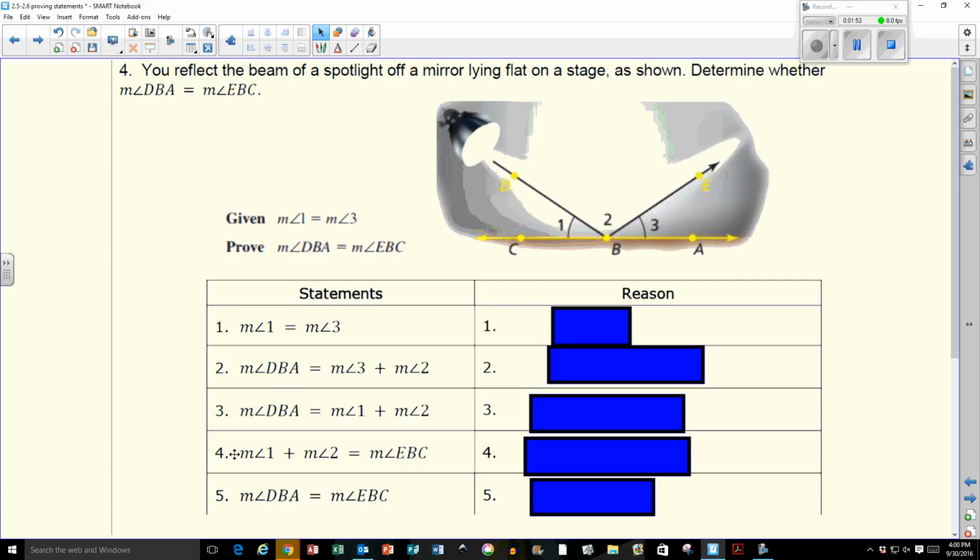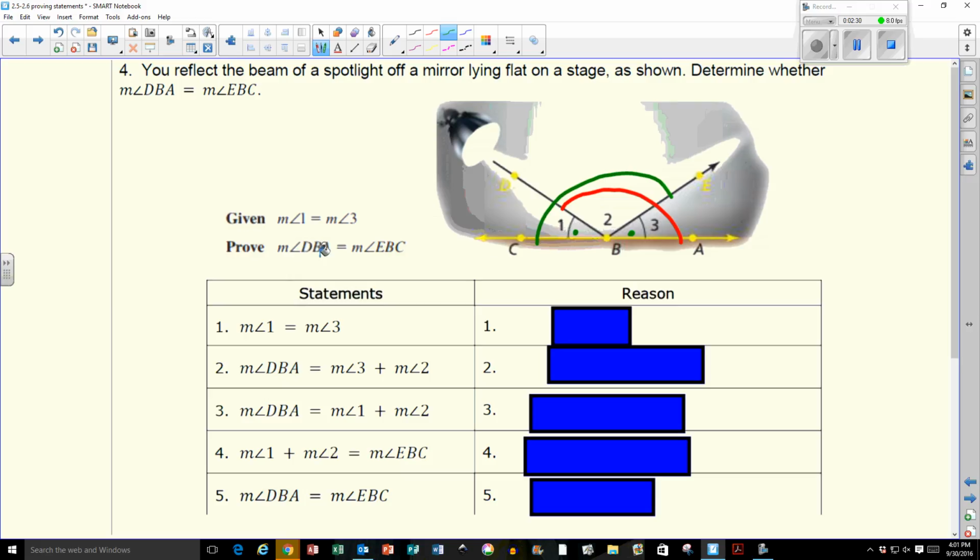All right. So let's look at reflecting a beam of light off of a mirror. So we've got these two angles. So you've got the measure of angle DBA is equal to the measure of EBC. So DBA is this whole angle here, while EBC is this whole angle over here. So notice they both have an angle 2 in them. So we want to prove that this angle is congruent to this, or we know this angle is equal to this one because it's what's given to us in the picture and stated.